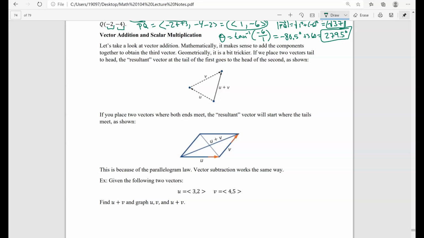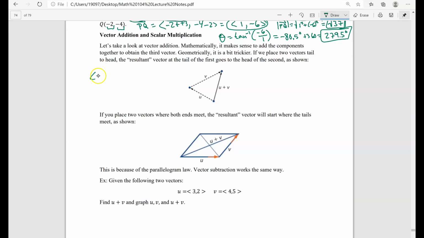Okay, so in this video, we will talk about vector addition and scalar multiplication. First, let's talk about vector addition. Mathematically, if I wanted to add two different vectors together to obtain a new vector, it makes sense to add the components together.